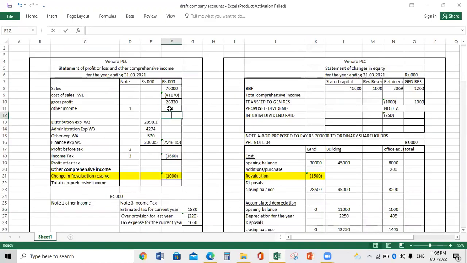Okay. Then get the profit before tax. Get the profit after tax. And then get the total comprehensive income. Yes. Total comprehensive income, guys. See here.